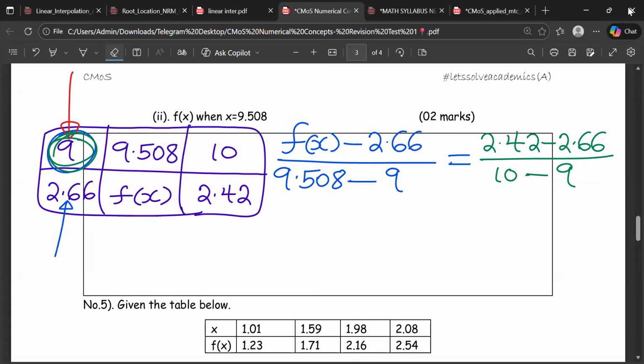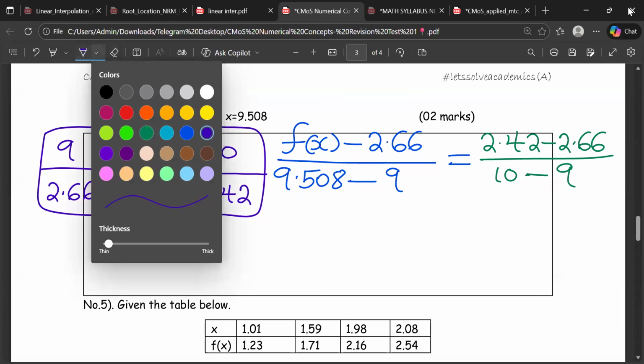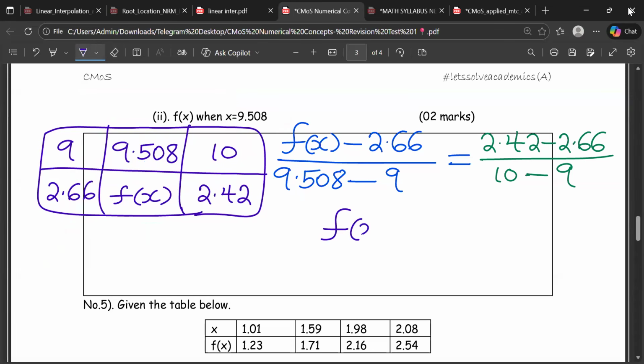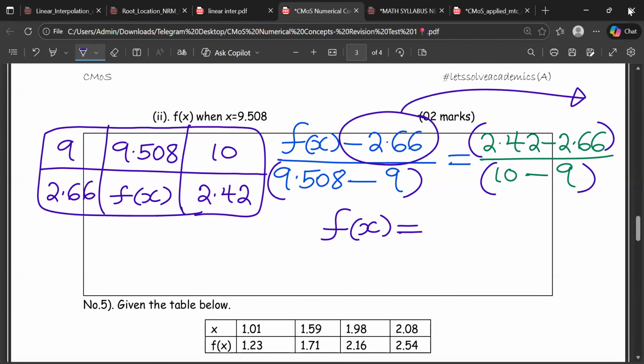But in an exam, your table should be clean, though I can rub. So after that, you use the calculator and get the final answer of f of x. Don't do a lot of steps, that is wasting time. You're supposed to get this, multiply it by this, divide it by this, then add 2.66, because when it goes the other side, it will be positive.